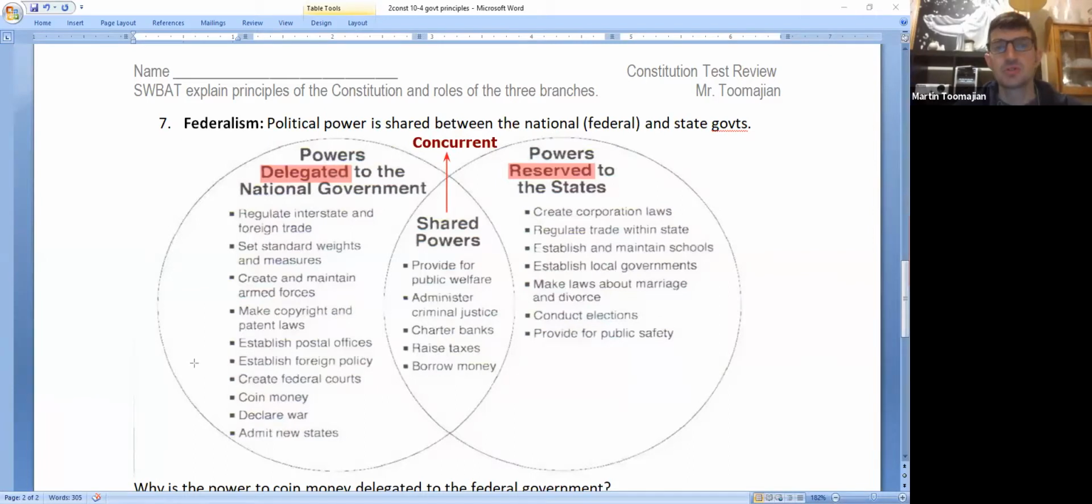All right. So there's the three terms you need to know. Delegated: only the US government can do it. Only Congress working in Washington, D.C. and the President and Supreme Court. Reserved: only states can do it. Congress is not in charge of it. Congress can't really make laws about it, and the president can't really enforce it because it's a power that's reserved to the states. Shared powers, concurrent powers: both can do it.